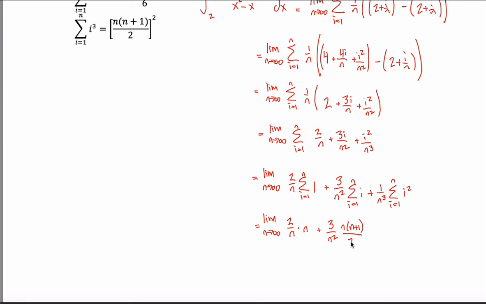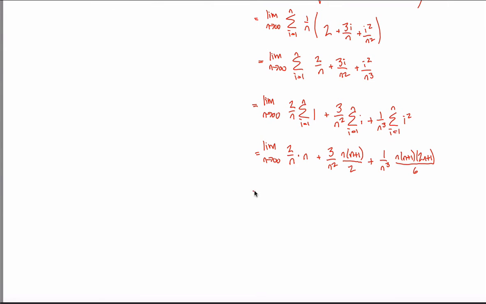Maybe you accidentally memorize these formulas at this point because you've had to use them so many times. And for this last term, the 1 over n cubed stays the same, and then the sum from i equals 1 to n of i squared is n times (n plus 1) times (2n plus 1) over 6.